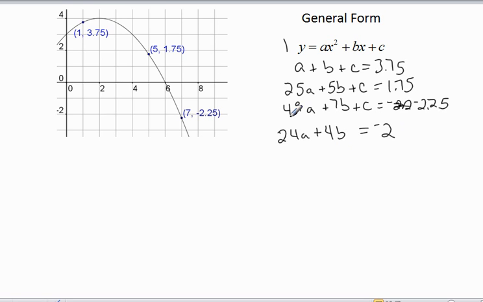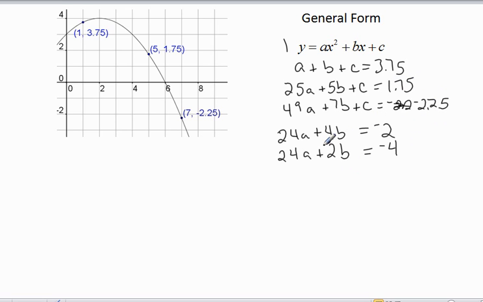Now I think I'll do exactly the same thing, but I'll do it with these two equations. I'll take the second one away from the third one. Right there, so I'll subtract those two. Now when I take 25 away from 49, I get a 24a again. When I take 5b away from 7b, I get a 2b. c away from c, I get a 0. And now I take 1.75 away from negative 2.25, and that'll give me a negative 4. Right there, and that's the one subtraction that you might have to go back and take a look at.